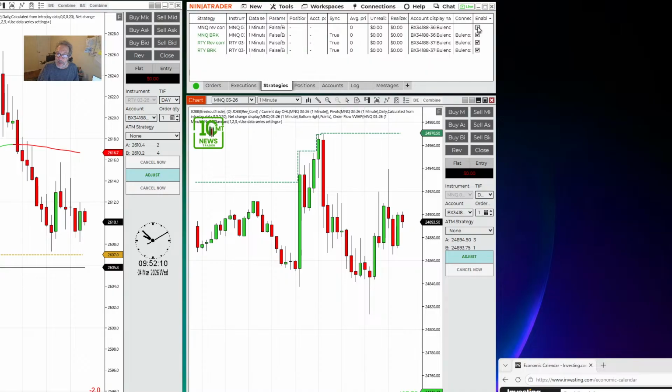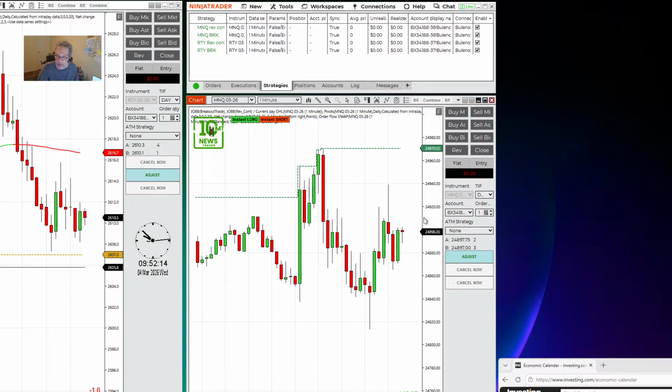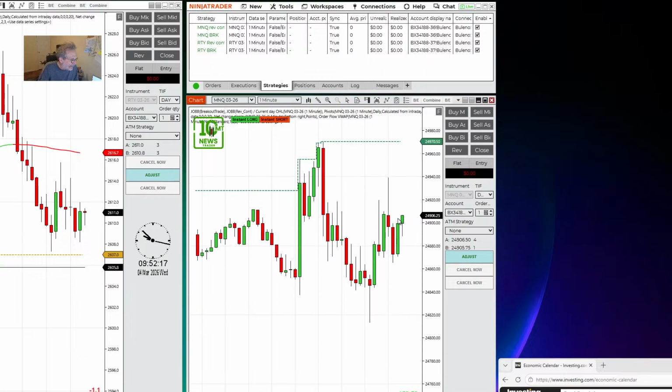So we have multiple setups. We've got a breakout on the MNQ, 65 bracket. And then we've got RTY. Right now we have a 20 bracket on the RTY. I want to look at gold.